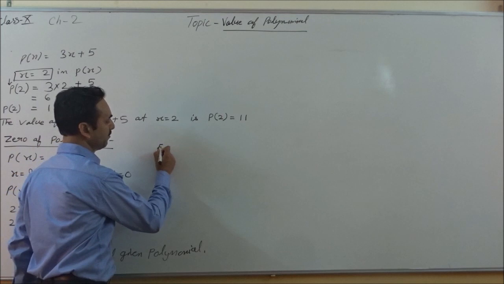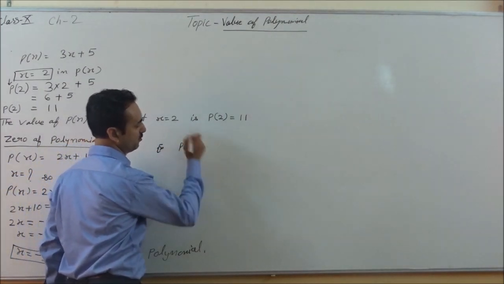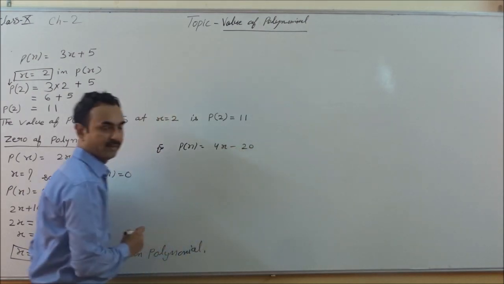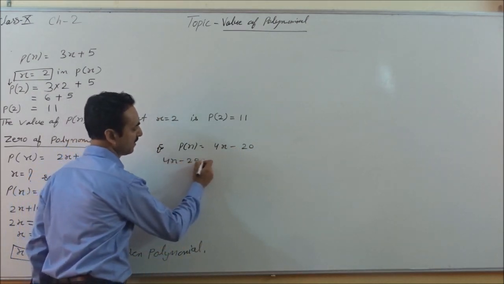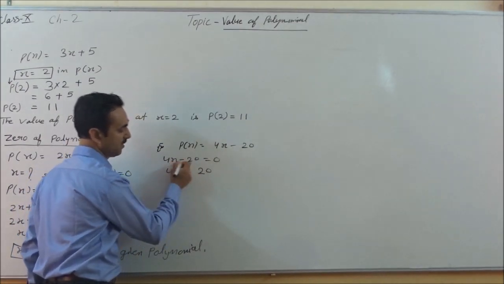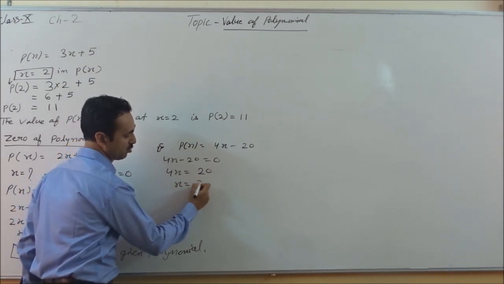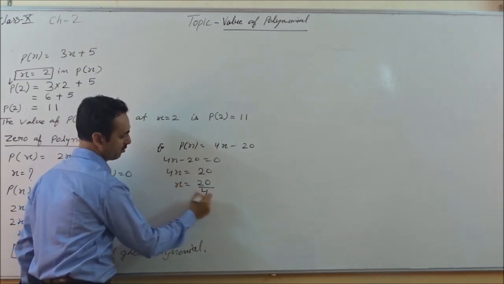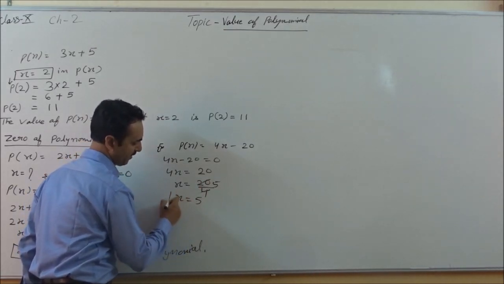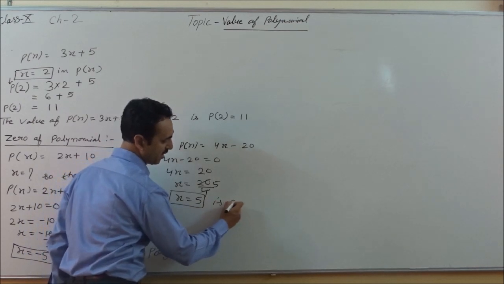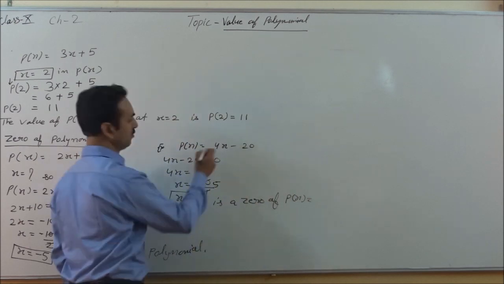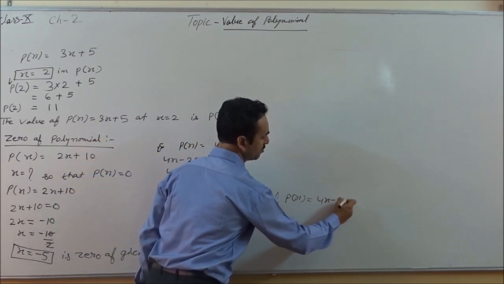Okay, let's take another example. Suppose P(x) equals 4x minus 20. So 4x minus 20 equals 0. So 4x equals 20; minus 20 goes to the other side and becomes positive. So x equals 20 upon 4. 4 fives are 20. So x equals 5. So x equals 5 is a zero of the polynomial P(x) equals 4x minus 20.